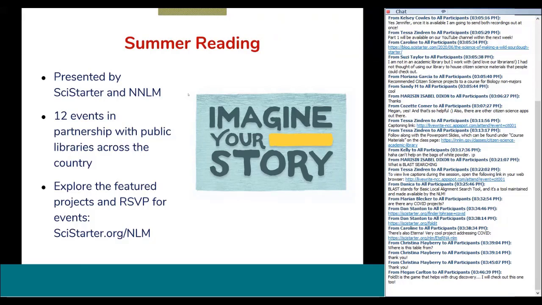So there's Foldit, and Foldit's on the NLM page, and it's actually featured in the summer reading. And there's also Eterna, and they both address COVID, which is cool. And there are other projects like Crowd the Tap, which addresses tap water, and all sorts of amazing projects that you can discover through Imagine Your Story. All right, let's go to the next one.